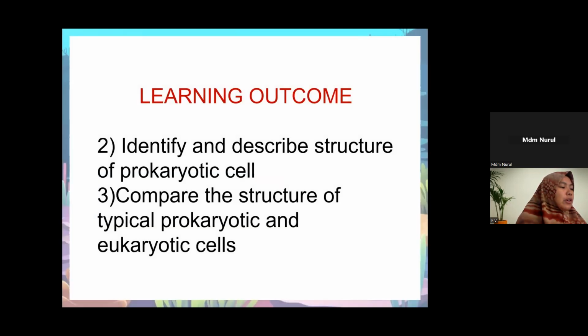Next, we go to the next LO. Our next LO is to identify and describe. Bila kata identify, makna kata you kena tahu rupa, so gambar kena ada kat sini. Identify and describe structure of prokaryotic cell. And number 2, compare the structure of prokaryotes and eukaryotes. Kalau tak sempat salin, boleh ambil gambar. Macam biasa, LO boleh ambil gambar.